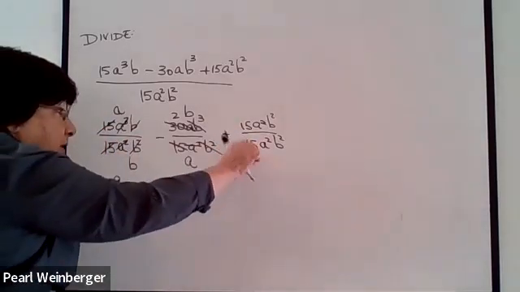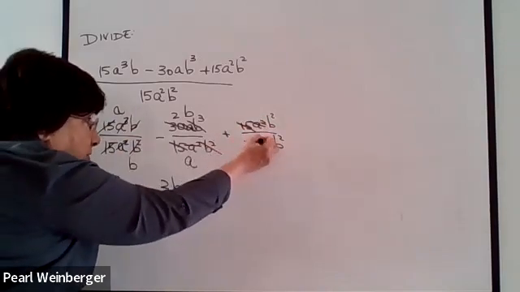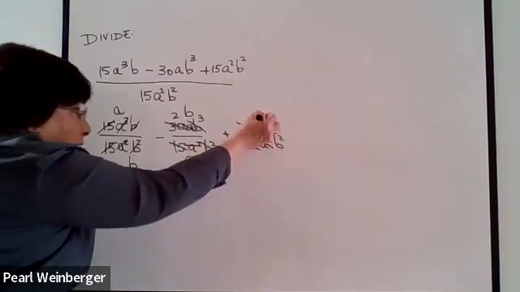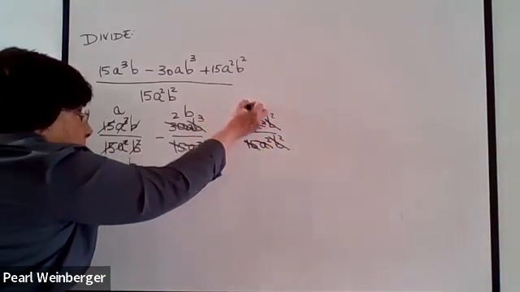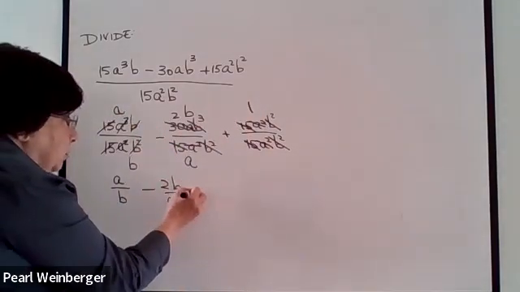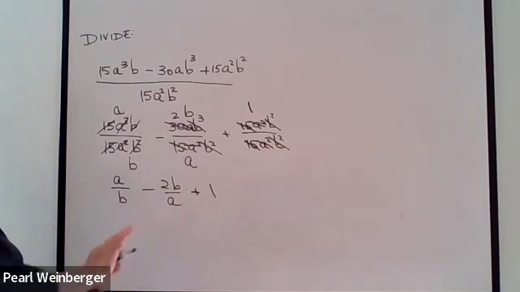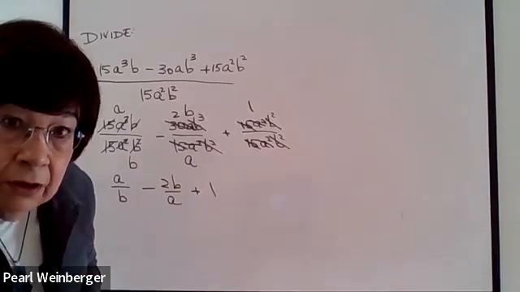Finally, we have 15 over 15, that cancels out. The a squared and the a squared cancel out. And the b squared and the b squared cancel out. Everything cancels out. What I'm left with, don't leave it empty. You're left with 1. When you're doing division and everything cancels out, your answer is 1.